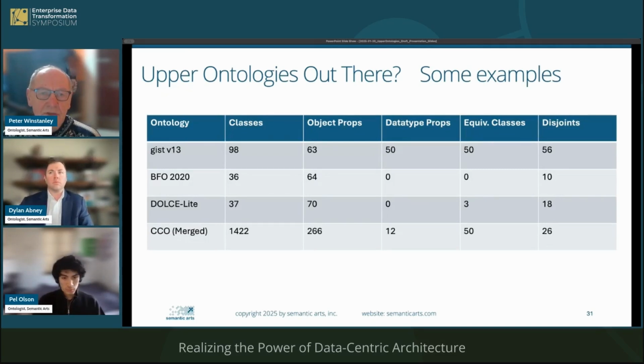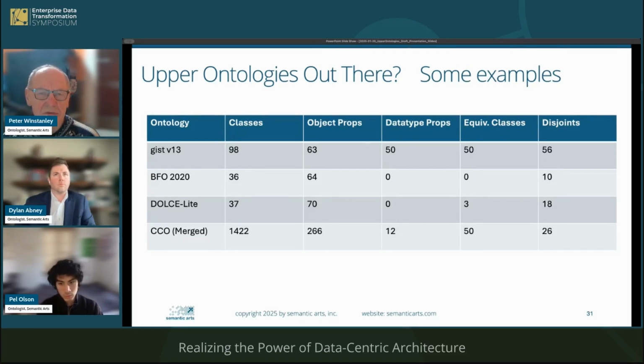We've already mentioned that there are a lot of upper ontologies out there. Here are some vital statistics on a few of the ontologies. We've got GIST version 13. We've got the Basic Formal Ontology 2020, DOLCE Light, and the merged version of the Common Core Ontologies, CCO. And we see immediately on the class count, there are some very significant differences between them.